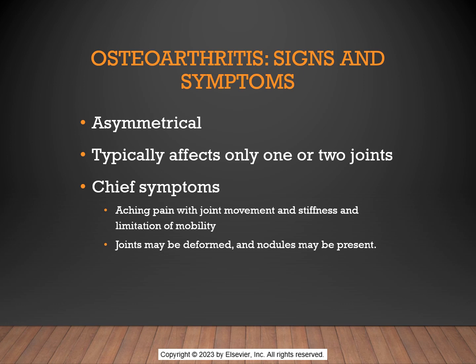Secondary osteoarthritis occurs asymmetrically and typically affects only one or two joints. Secondary forms occur as a result of injury or other identifiable mechanism. Primary osteoarthritis, particularly of the hands, can occur symmetrically. Osteoarthritis is labeled primary when no cause can be identified. The chief symptoms are aching pain with joint movement and stiffness, with limitation of mobility. Joints may be deformed and nodules may be present.